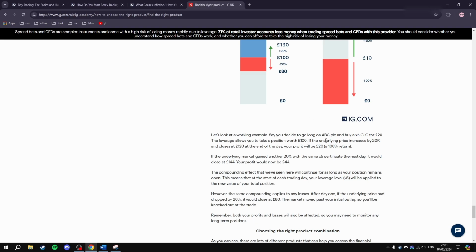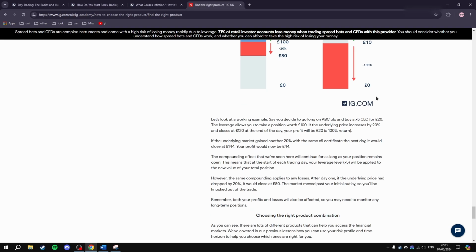Because 120 minus 100 is 20, and you only put in £20. If the underlying market gained another 20% with the same 5x certificate the next day, it will close at £144, since 120 plus 20% is £144. Your profit would now be £44, because your initial position is worth £100 and it's risen to 144. So 144 minus 100, that's 44.